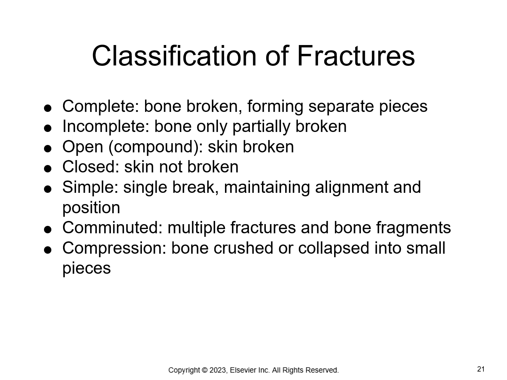We can also have a number of fracture lines. A simple fracture is where we have a single break in the bone and the bone ends maintain their alignment or position. In a segmental fracture, the bone break occurs where there are several large bone fragments that separate from the main body of the fractured bone. In a comminuted fracture, there are multiple fracture lines and bone fragments. A compression fracture happens commonly in the vertebrae, and this can occur when the bone is crushed or collapses into small pieces.